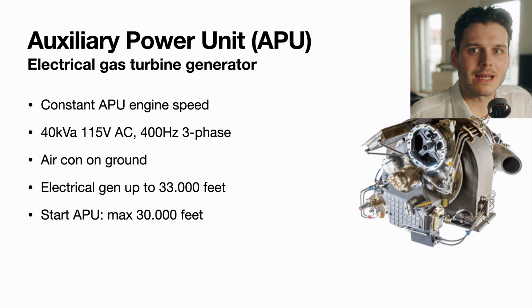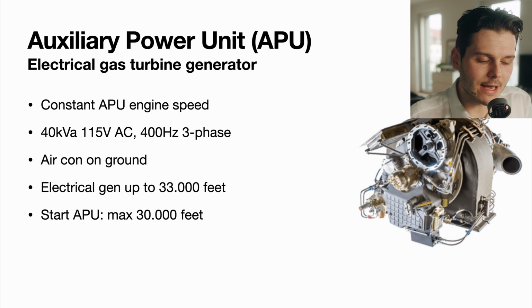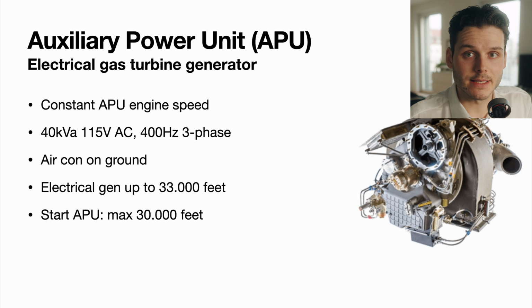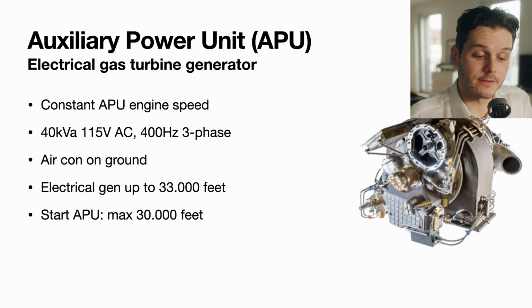Probably they didn't work at high altitudes. That's probably the reason, yeah. But it's a constant APU engine speed. So we don't have an IDG in that APU because obviously the APU constantly works at the same speed, 100% N1. Or there's no N1. I think 100% is just the APU speed. It's also the same 40 kilovolt amps as the IDG, so it provides the same electricity.